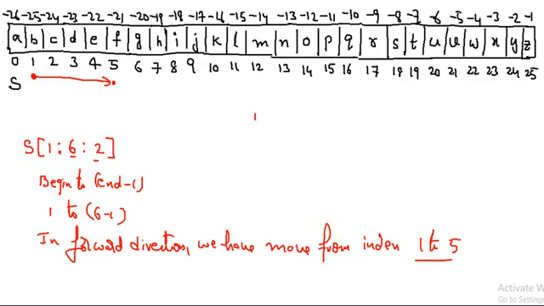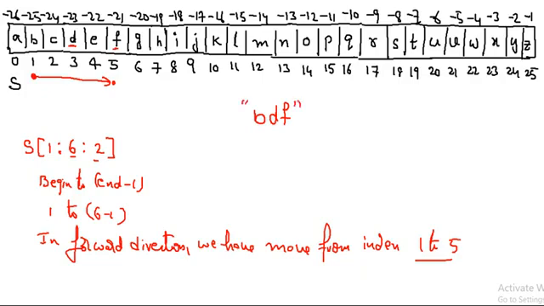Again here we have a step value of 2. That means every alternate value will be printed from the starting index. What is the starting index? 1. What is the value at 1? B. What is the next alternate value after B? The next alternate value is D. What is the next alternate value before the end index? The end index is 5, so this is the alternate value. So here F will be printed.